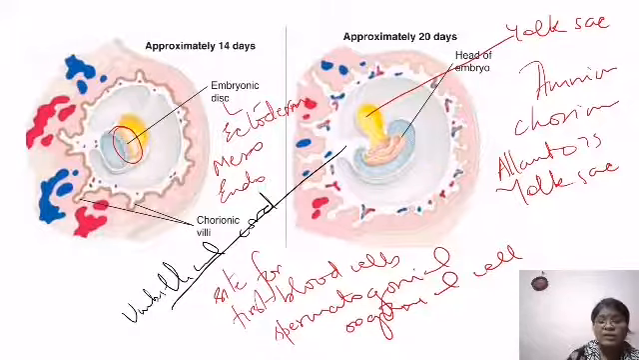Now if you look at this amnion, what is it? It is a kind of fluid-filled sac. Now wherever external fertilization is taking place, in them what do we find?